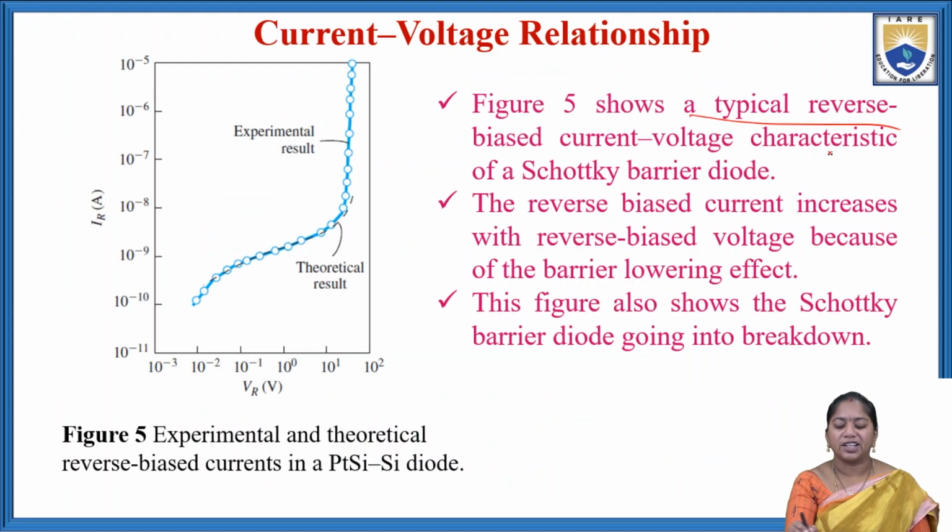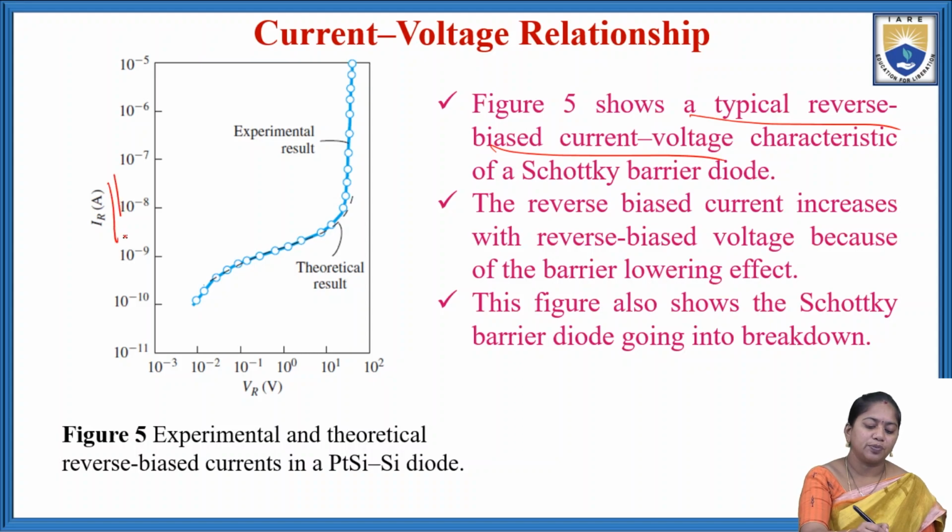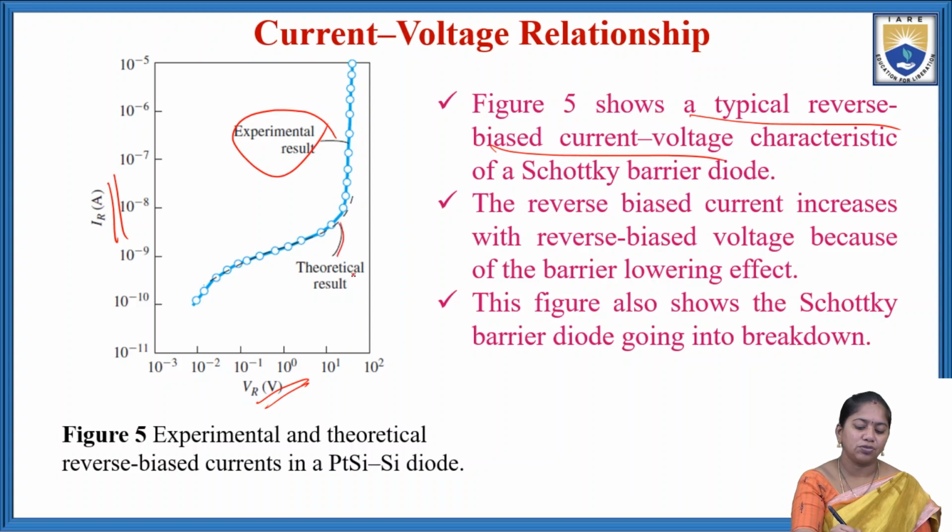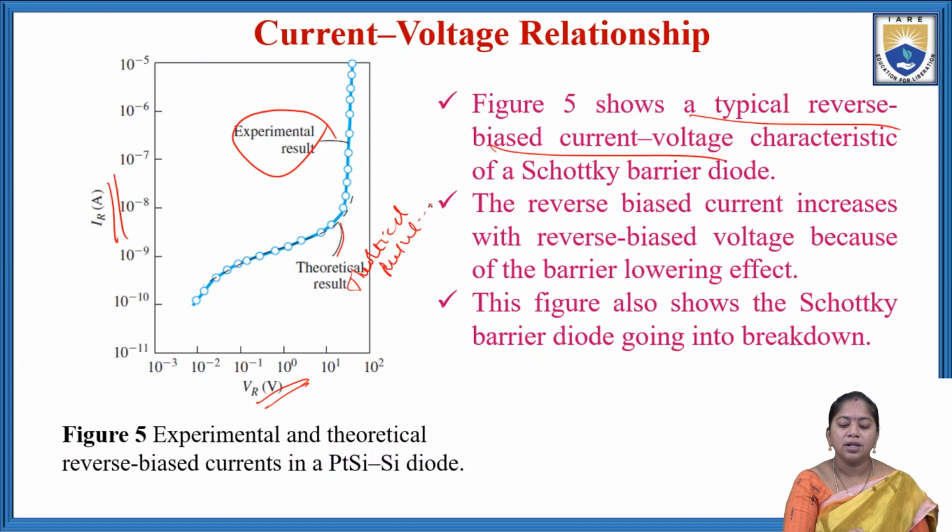The figure shows a typical reverse biased current voltage characteristic of a Schottky barrier diode. Here the y-axis represents the reverse saturation current or reverse current, and VR is the reverse bias voltage. Two lines are shown: the blue one shows the experimental result and the black one shows the theoretical result. Compared to the theoretical result, there is a deviation in the experimental result.